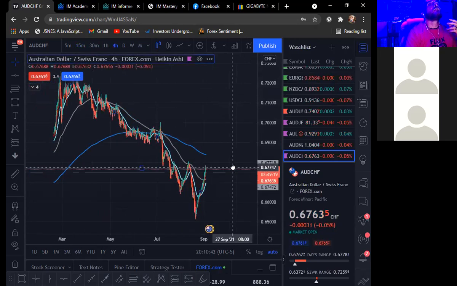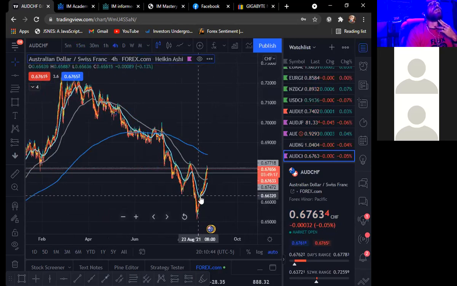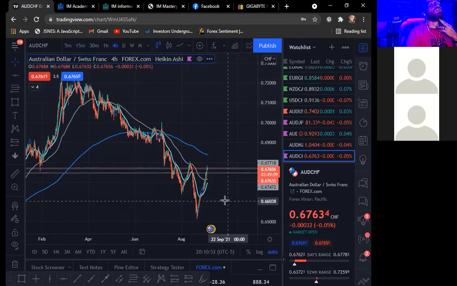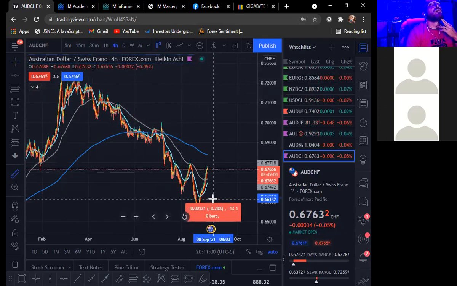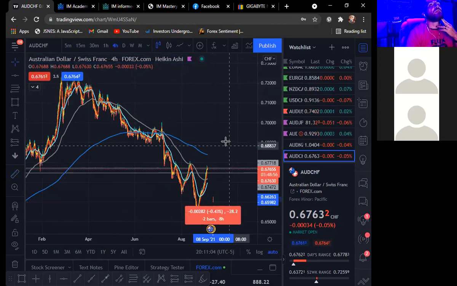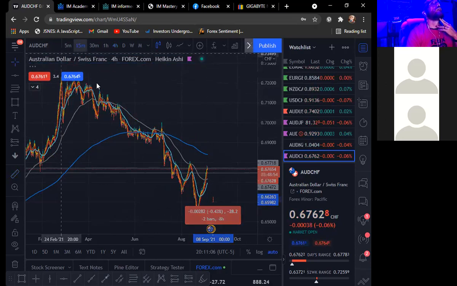Here we go. So if we were to enter here below the 50, you wouldn't want to set it way up here. That would be too big. This one would probably set about 25 pips. Usually where I set mine on the 4 hour.